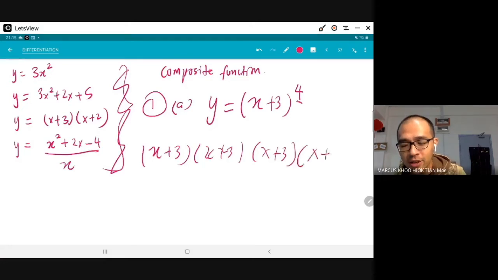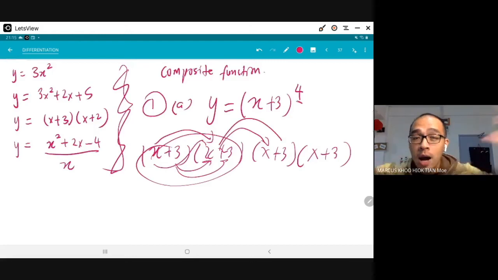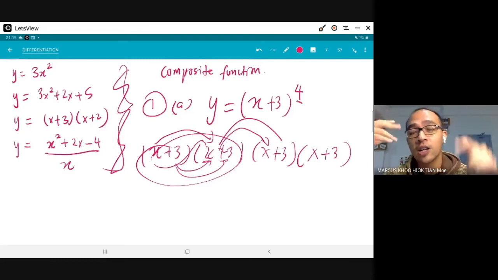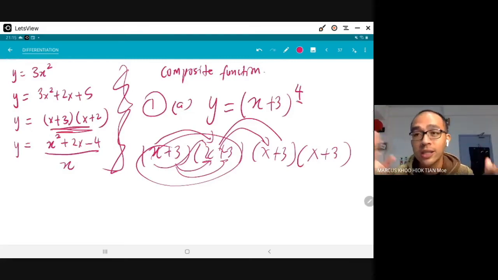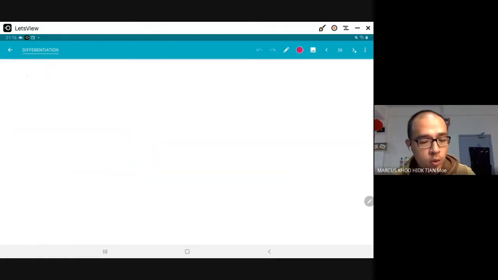You're going to be like, okay, this times this, then this times this, then this times this, and then all of that times this and this. So it's going to be one very long thing, which we cannot do. It's totally mindless if we do this. If it's power of 2, it's still okay, just 2 brackets. But if you have 4 brackets, 20 brackets, you're going to die trying to expand it. So that's why there is a special rule which we call the chain rule.